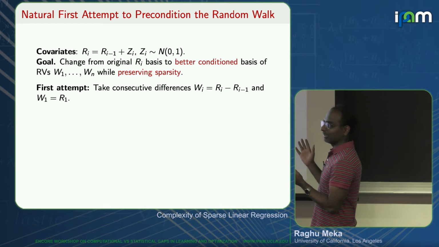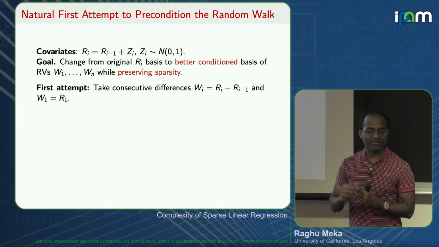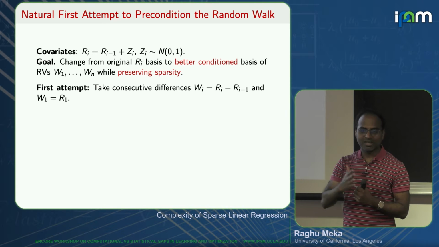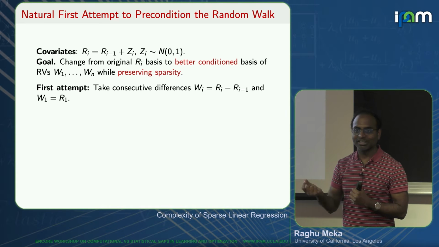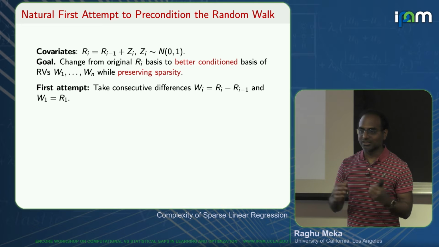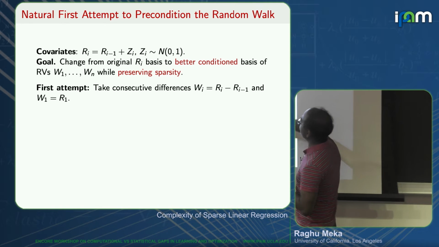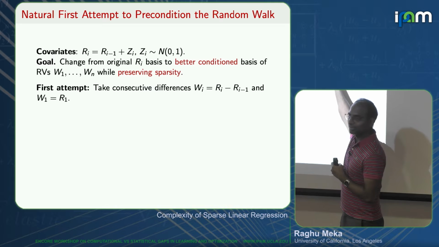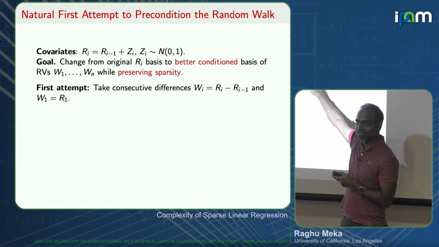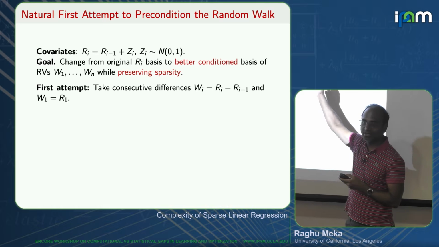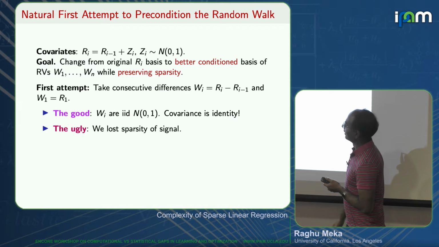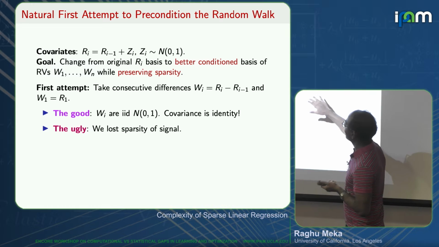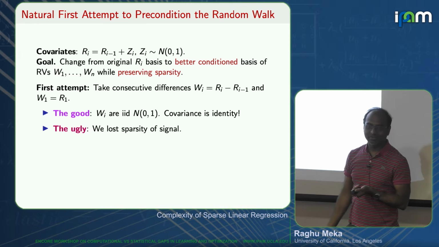Okay? So the first attempt might be I'm just going to try to subtract the variables. Each R_i is R_{i-1} plus Z_i. You have an independent Gaussian coming in every step. What if I do this basis change? Then these difference variables are actually independent Gaussians, so extremely well conditioned. These W's now have covariance identity. Very good. But what's bad? The sparsity has become very bad. The good is the W_i's are IID, covariance is identity. The ugly part is that we lost sparsity.